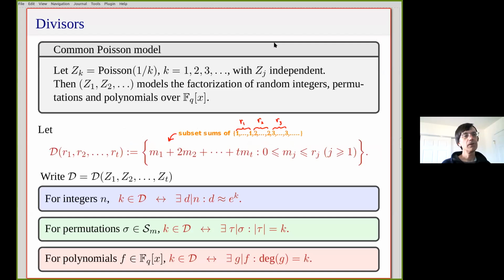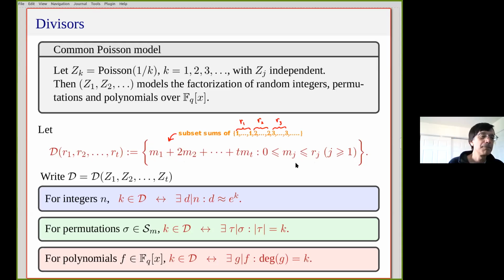All right, now on to a little more complicated statistic, and that is to look at divisors and a probabilistic model for divisors. So recall that our model of primary factors, that is primes, cycles, and irreducible factors, came from looking at a vector of independent Poisson random variables with parameters being these harmonic, just reciprocals of integers. So now, given a vector R1, R2 up to RT, I'm going to define this set D of R1 through RT, which will be the following. It'll be the collection of all numbers you get by taking M1 plus 2M2 up to TMT, where MJ is an integer between 0 and RJ.